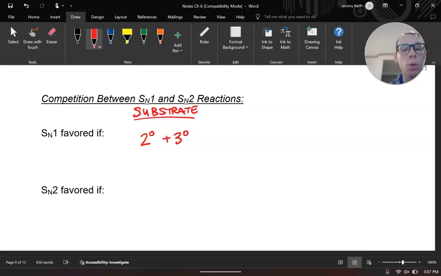In SN2, we really want to have very little sterics because we don't want to get in the way of our group coming to attack. So we really prefer things like methyl, primary, and secondary. You'll note both of these have secondary. Secondary can become a little bit more of a mess where it can go any direction. Our next thing is going to be our solvent.